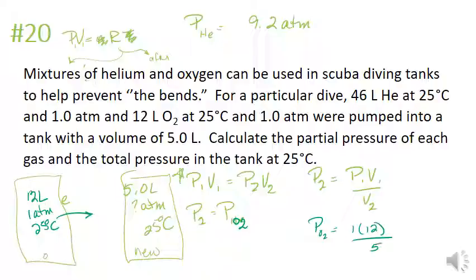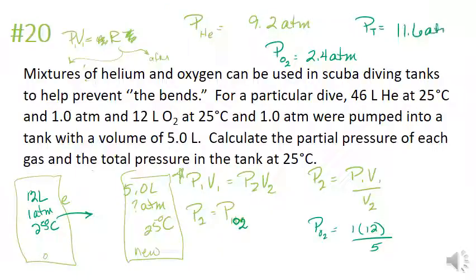And what'd you get, William? 2.4. Is William correct? Okay, good. So how do we get the total pressure now? Add it up, because the sum of the partial pressures is equal to the total pressure. 11.6.